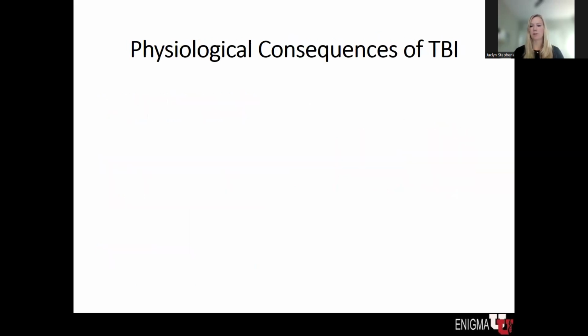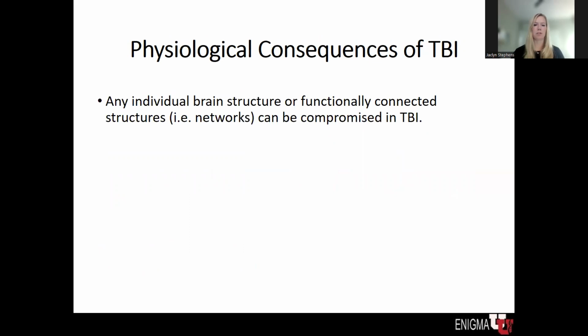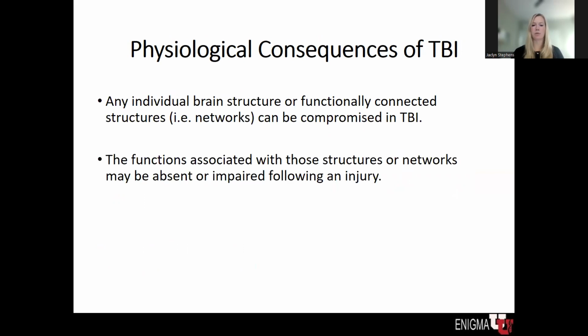There are a number of physiological consequences of TBI, as you might imagine. Any individual brain structure or functionally connected structures, which are also called networks, can be compromised in traumatic brain injury. The functions that are associated with those structures or networks may be absent or impaired following an injury.